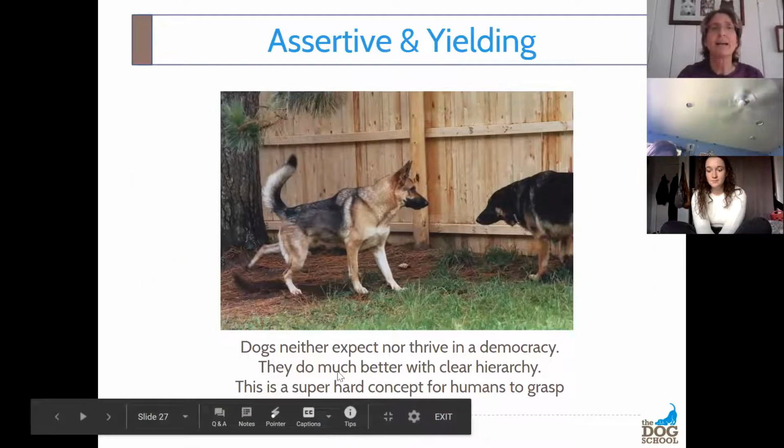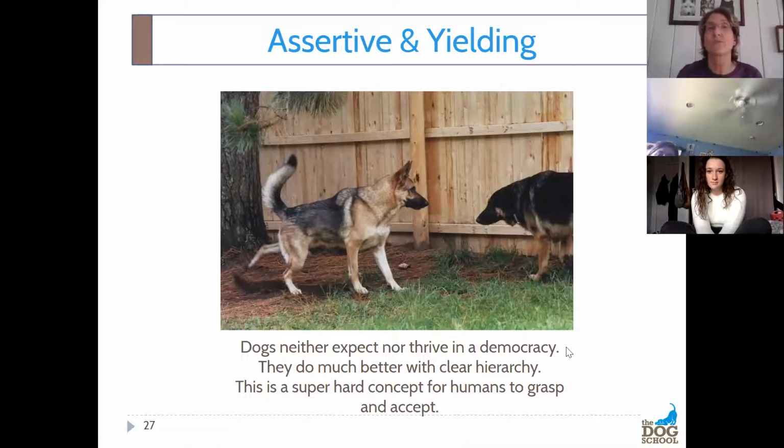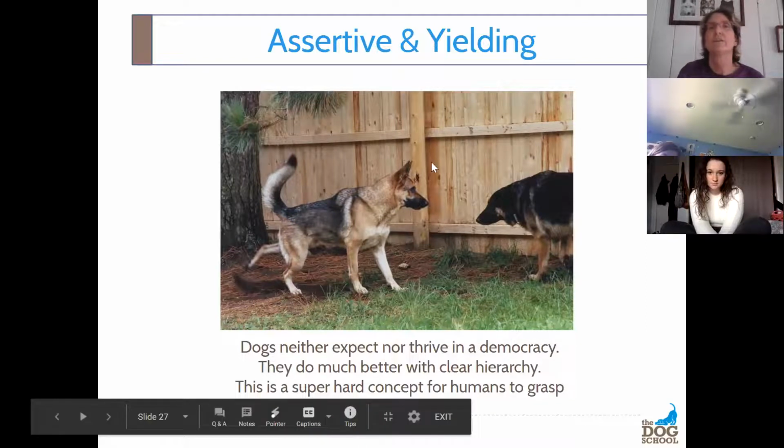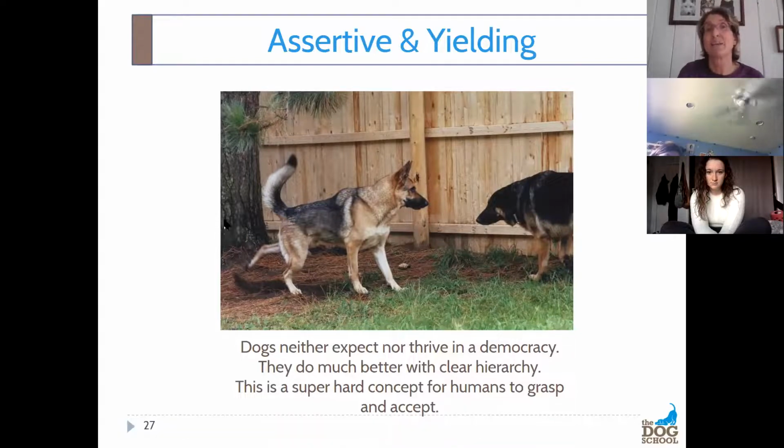Okay. I hope you all have that expression memorized in your heads, that dogs neither expect nor thrive in a democracy. And these are the same two German Shepherds, and you've got just a classic assertive, yielding. And this dog, my guess is that he just peed, and he's scratching. And if you guys don't know, dogs have sweat pads in their feet, so that expresses scent, as well as the reason dogs kick back like that is to spread their scent, which is marking more territory than if they just pee in one spot.